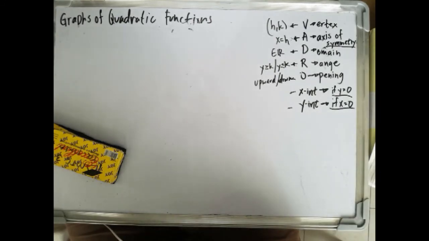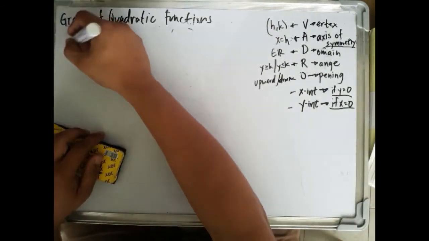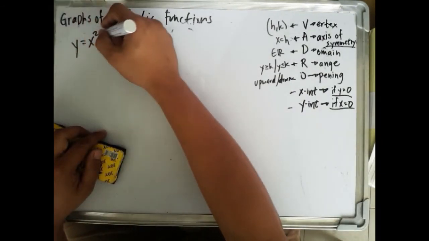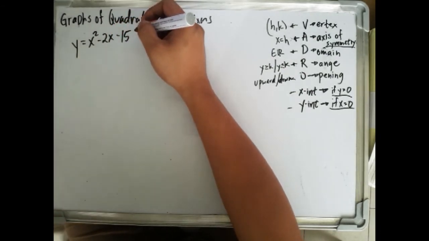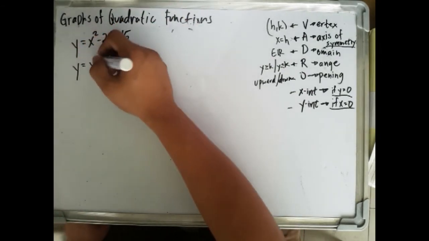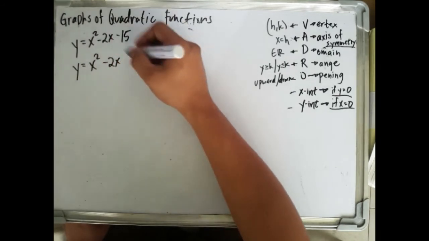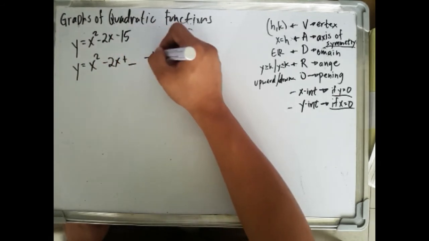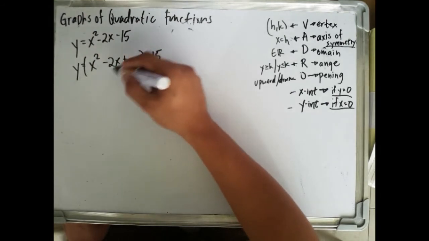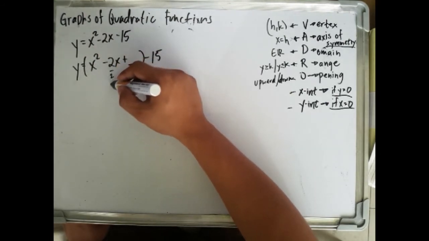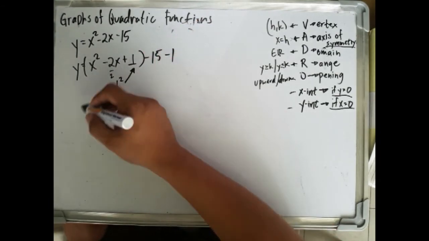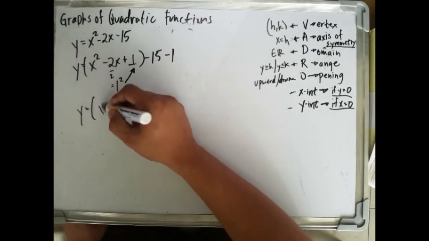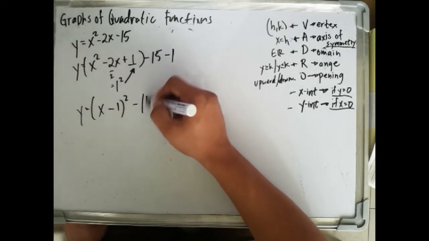We have y equals x squared minus 2x minus 15. So, start natin sa x's. Then plus blank minus 15 parentheses. So, what do you add here? So, divided sa 2 plus 1 squared. So, we add 1 here. Kung nagdagdag ng 1, minus 1. Here, y equals x minus 1 squared minus 16.